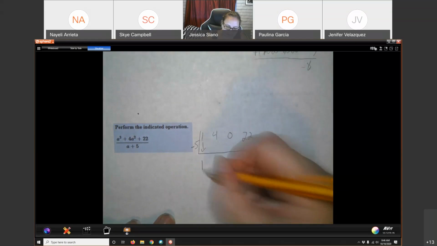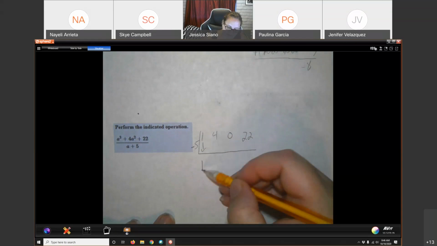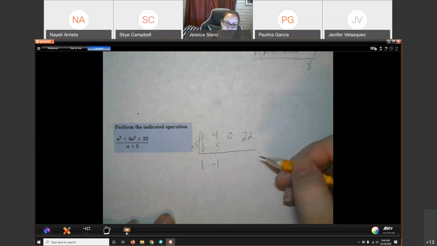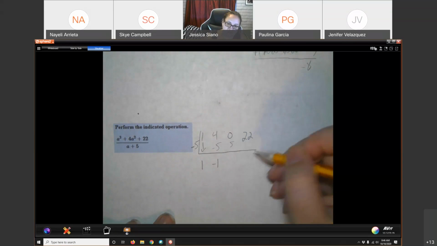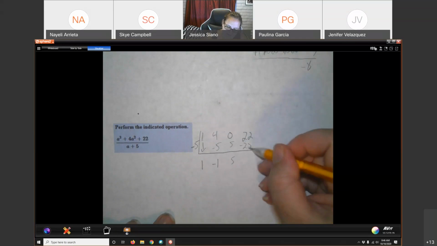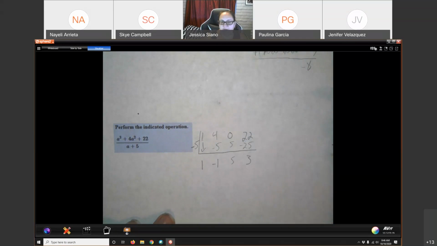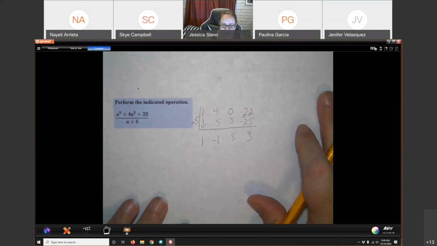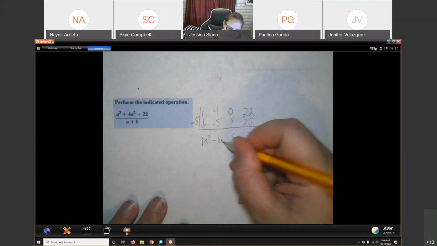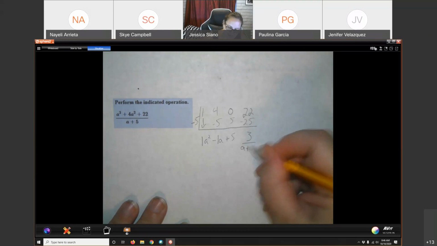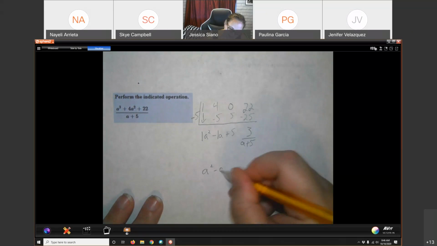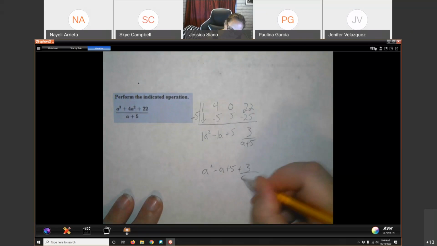So let's bring down the 1, multiply, add, multiply, add, multiply, add. And so if this was an a to the third, then this would be a squared, minus a, plus 5, and this is my remainder. So you'd probably put this in more as a squared minus a plus 5, like that.